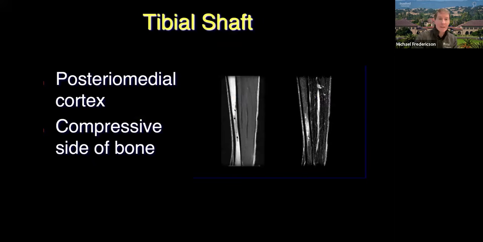As we move down to the leg, I like to divide the injuries to the tibia into three categories. So the most common is the posterior medial cortex. And as we talked about, that's a low risk area. It's on the compressive side of bone. And those will typically heal up just fine.